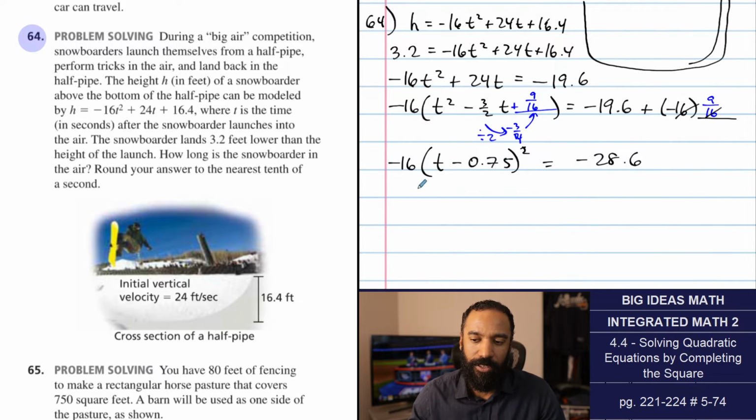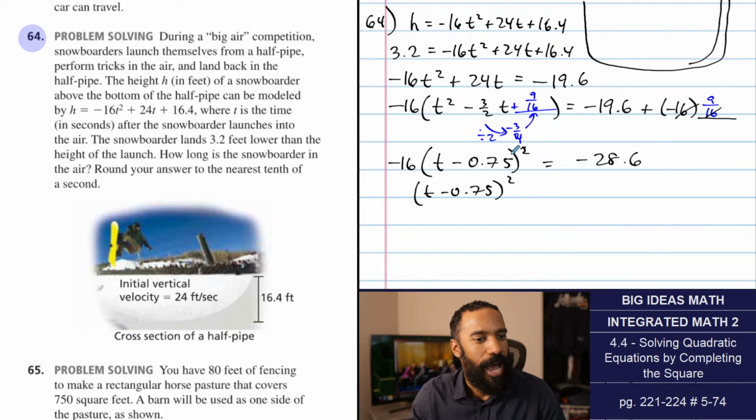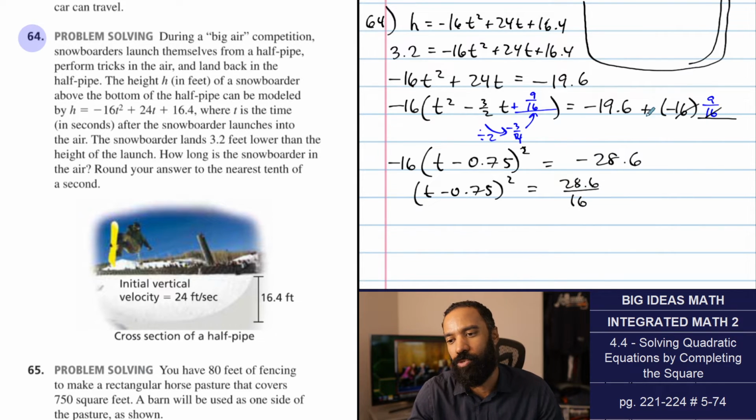This is where it can get a little funky. So t minus 0.75 squared. What are we answering? How long is the snowboarder in the air? So we've got to divide that. We got 28.6 over 16. I want to see if there's any merit. Oh, we get to do square roots. Okay.